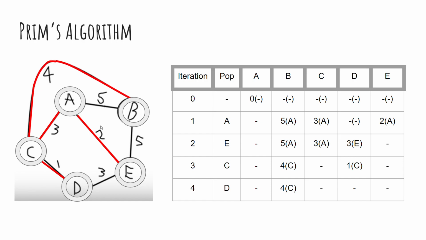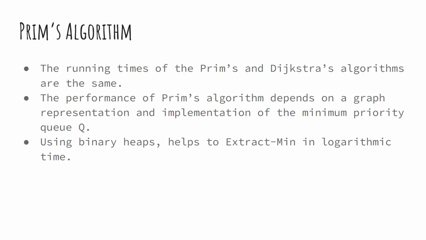And so our minimum spanning tree basically consists of the edges from A to C, A to E, B to C, and C to D. So if you count the number of edges, we have 1, 2, 3, and 4 edges, which is V minus 1, because V over here is 5, and that's basically how Prim's algorithm works.